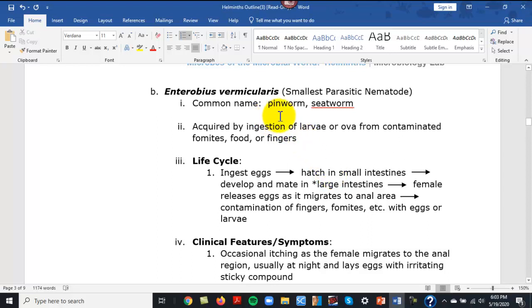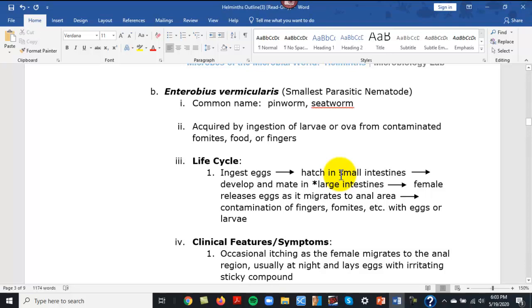They do have some common names. Pinworm or seatworm, that's appropriate. Acquired by ingestion of larvae or ova from contaminated fomites, food, or fingers. So a person not washing their hands, touching other things, and so on, ingests the eggs, which hatch in the small intestine, then develop and mate in the large intestine. So we have an asterisk here. That's where they localize. The large intestine is where there's low acidity, and there's food there.